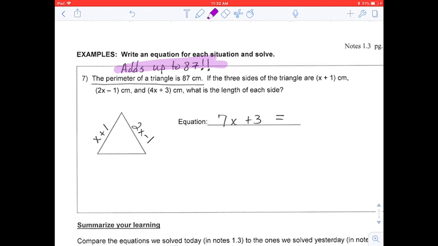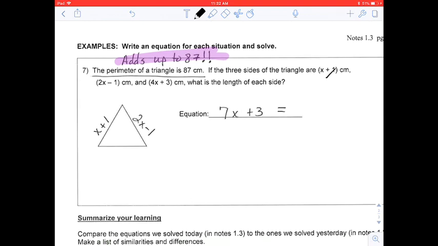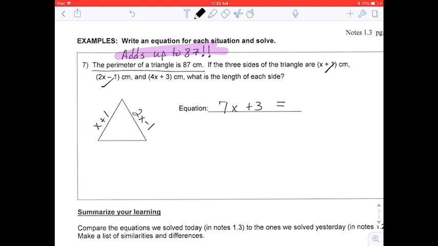They drew me a triangle, and I see that they labeled 2 of the sides. So we've already labeled x plus 1. We've labeled 2x minus 1. But we need to label 4x plus 3. Okay. I wonder where this 7x plus 3 came from on my equation. The perimeter is 87, so it didn't come from there. Maybe it's my sides. So let's check our like terms.